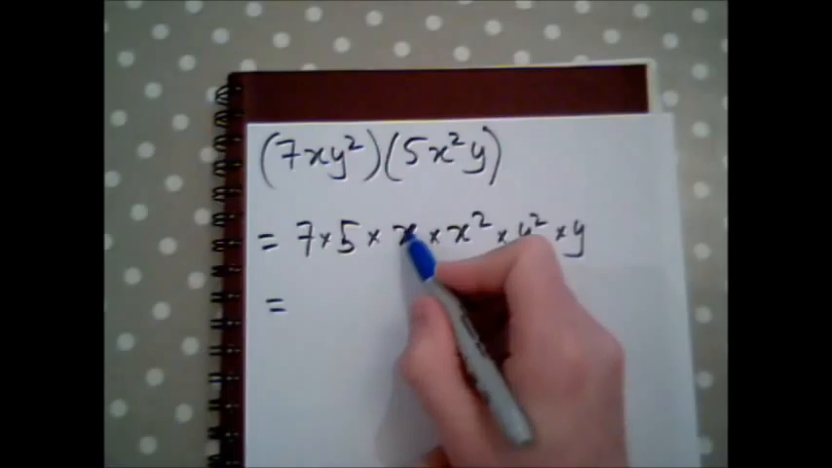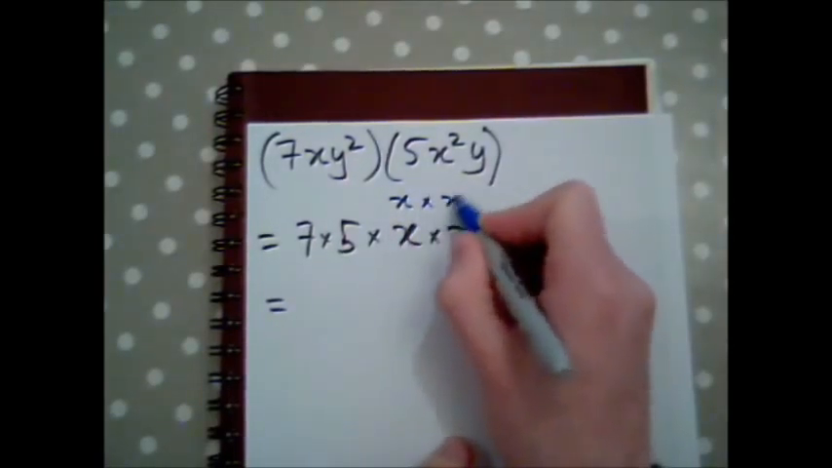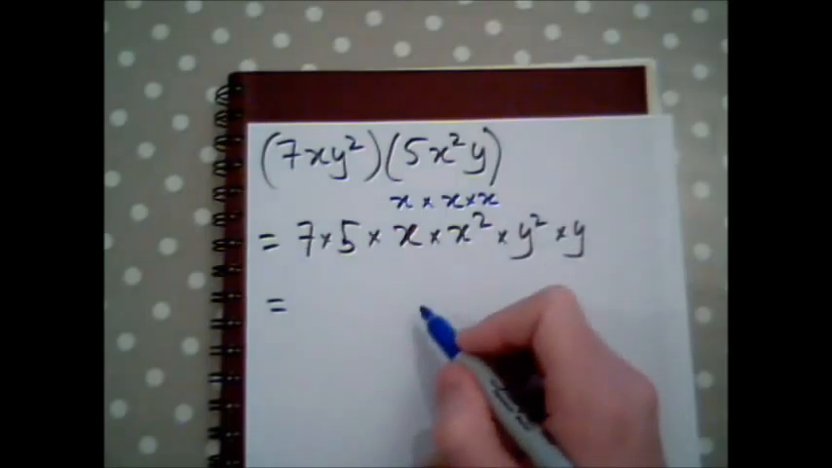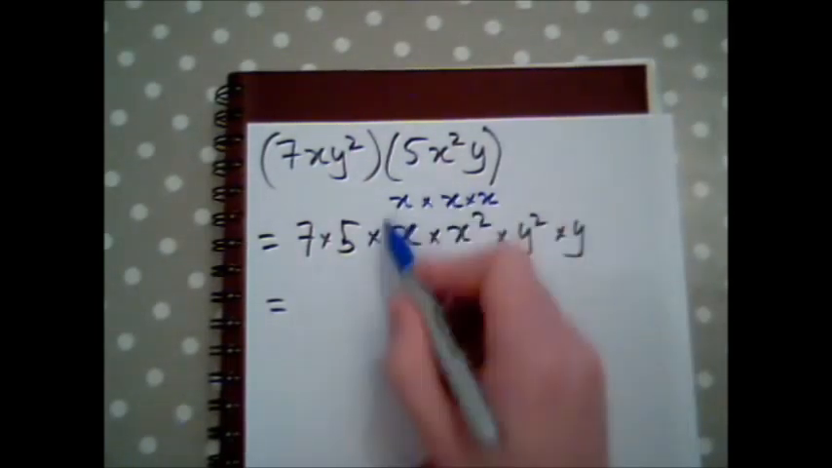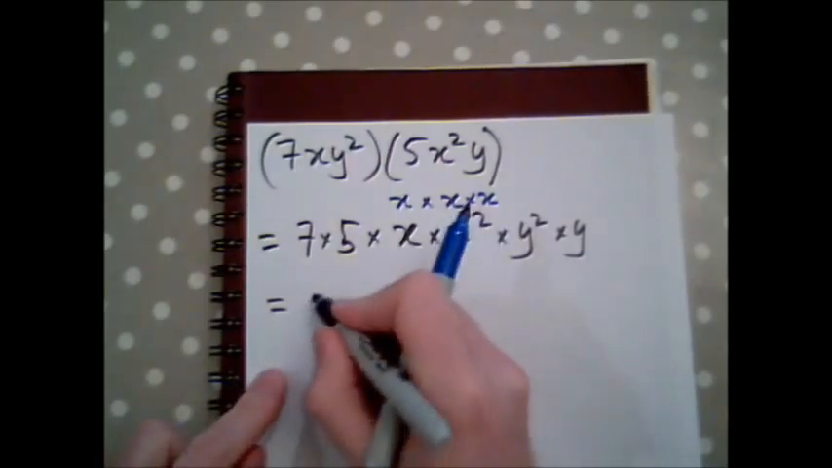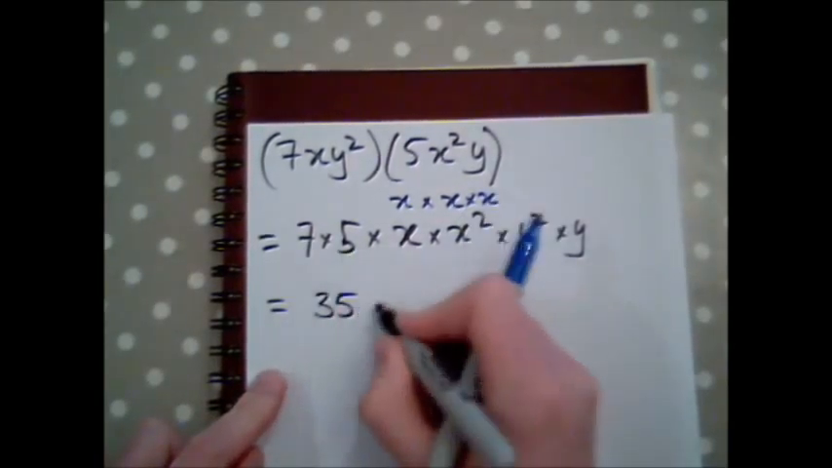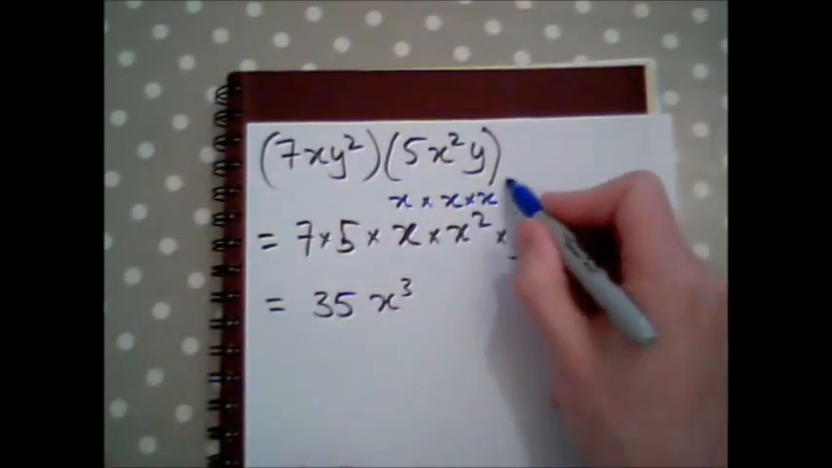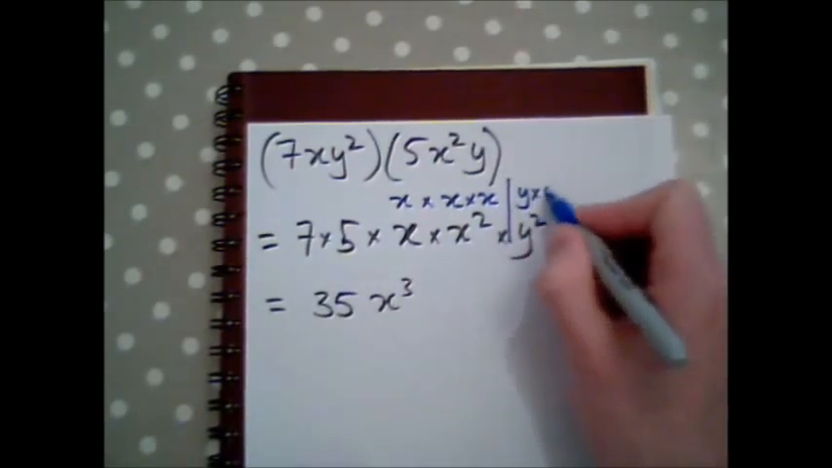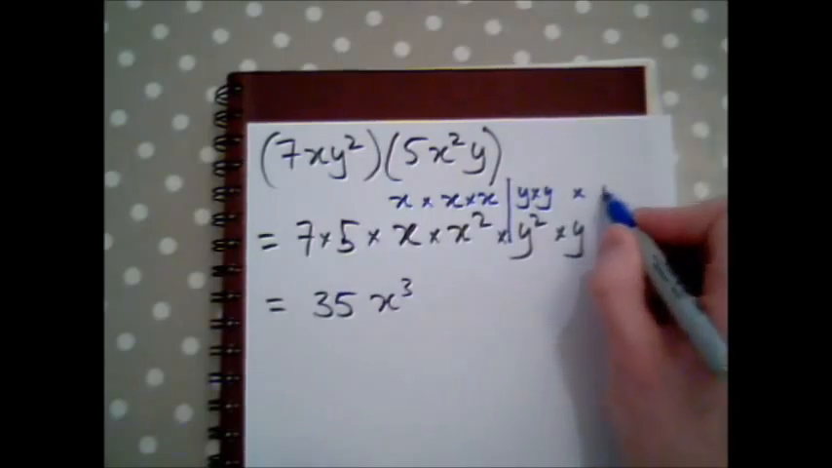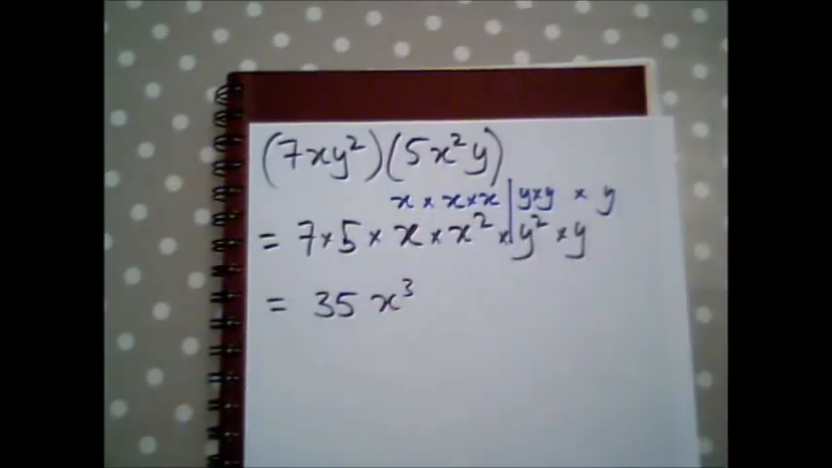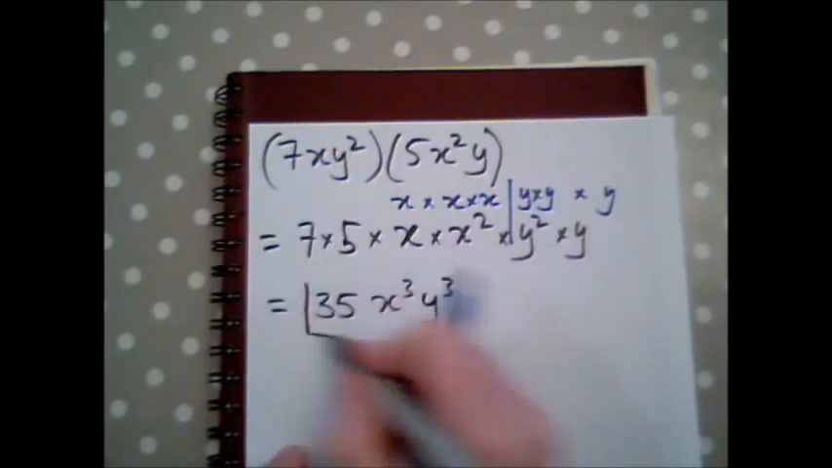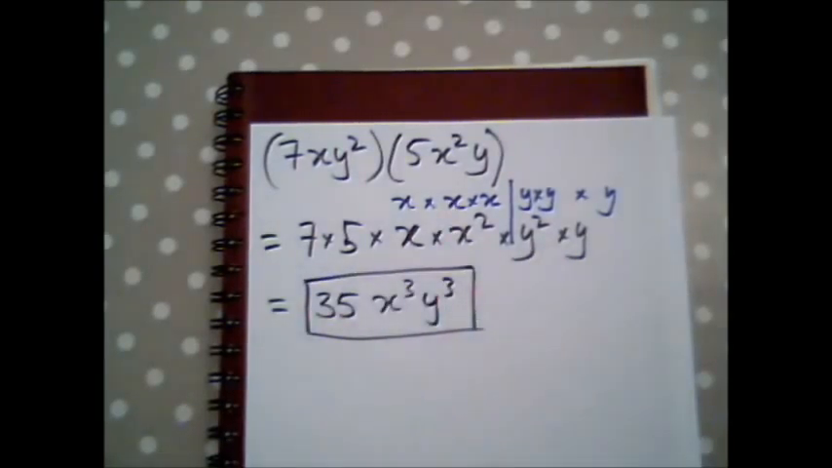So we met this the last time. X is just x. X squared is x by x. So x by x squared, I've got 3 x's all multiplied together. So that's going to give me x cubed. So 7 5s are 35. X by x by x is x cubed. And looking at the y's, I've got y squared, which is y by y, by another y here. So y by y by y, so that's y cubed, or y to the power of 3. So 35 x cubed y cubed, or 35 x to the power of 3 y to the power of 3.